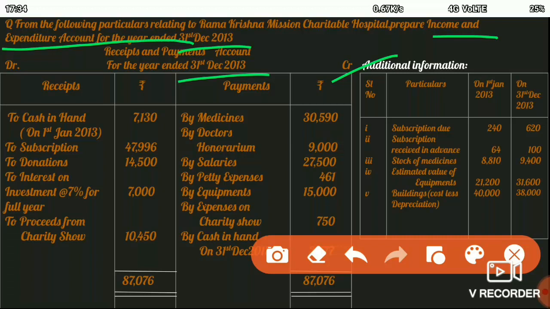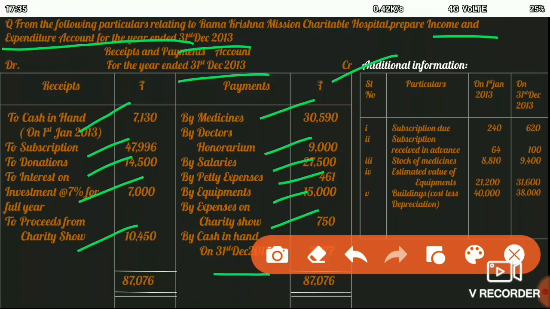On the receipt side, they have provided the opening balance of cash of the organization, and they have also given the amount of subscription received in cash during the year, the donation that is received, the full interest received during the year, and the proceeds from charity show. They have also given on the payment side the payment of medicines made during the year, the payment of doctor's honorarium, then the payment for salary, the payment for petty expenses, the payment of cash for equipments, and the expenses incurred on charity show, and the closing balance of cash.